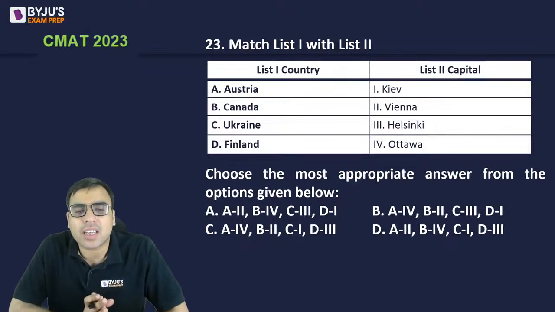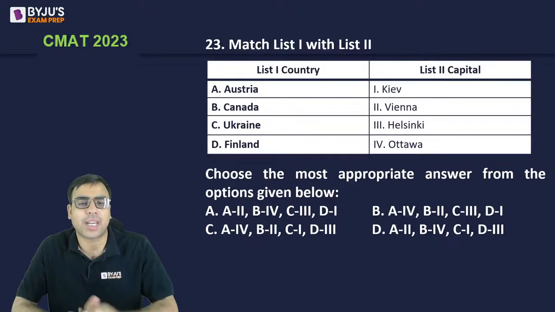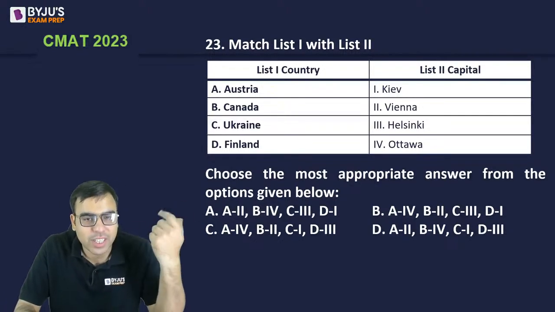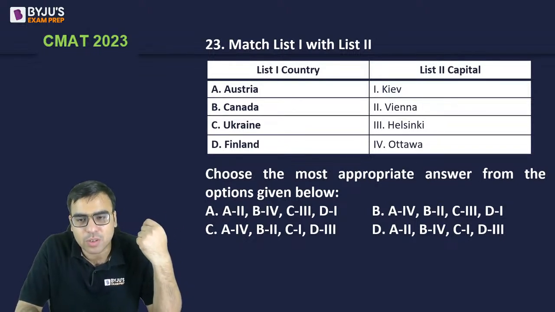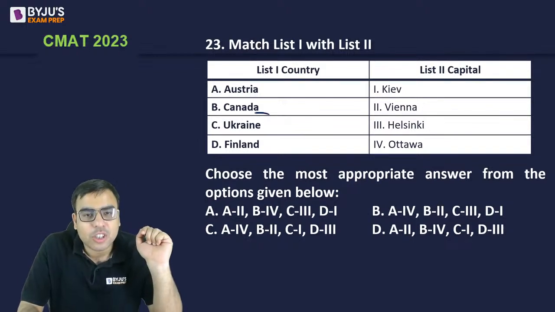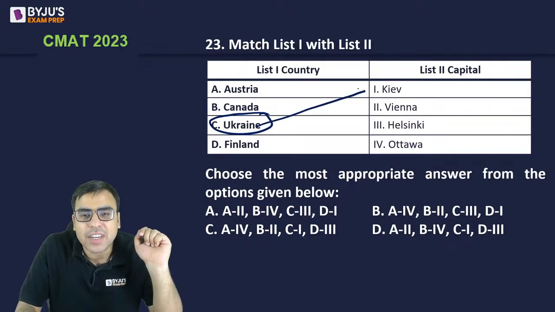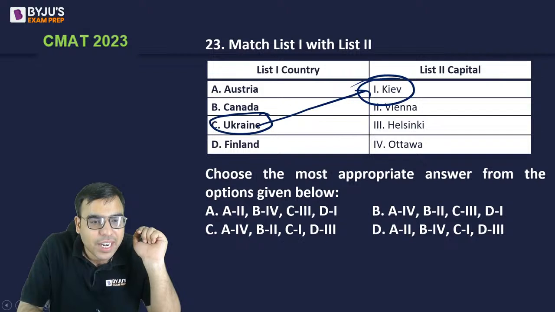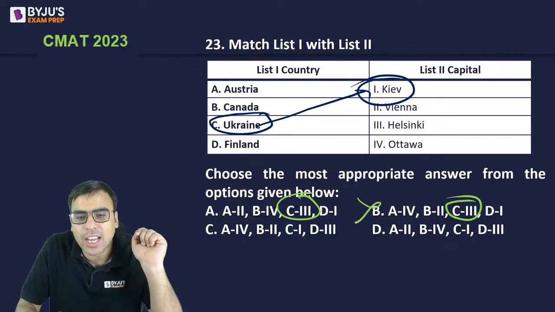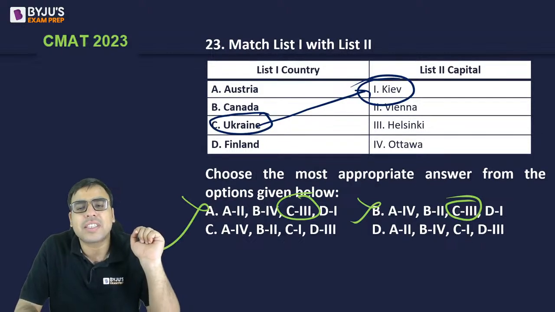The next is a very easy question, I would say, because this is match the following, the country and the capital. So if you know one or two, you can easily match it. Some you should know, and if you don't know some, it's okay, but you should know. Look, the Russia Ukraine war is happening, I hope you are aware. So you should know that Ukraine's capital is Kyiv. It has been in the news. So C of 1 is this. Look, here C of 3 is showing, so A and B are gone. Now you are left with C or D only.